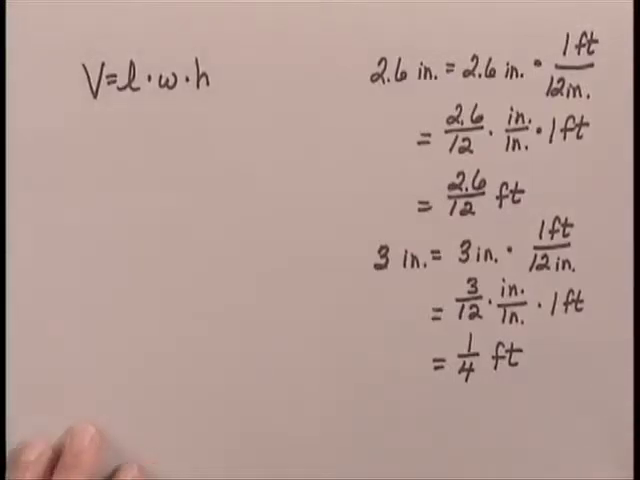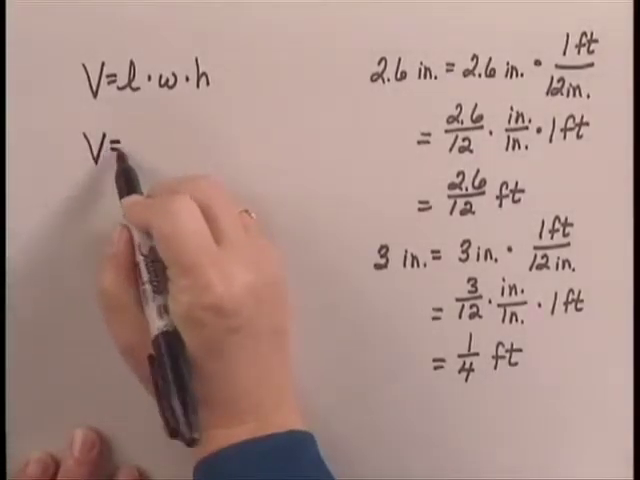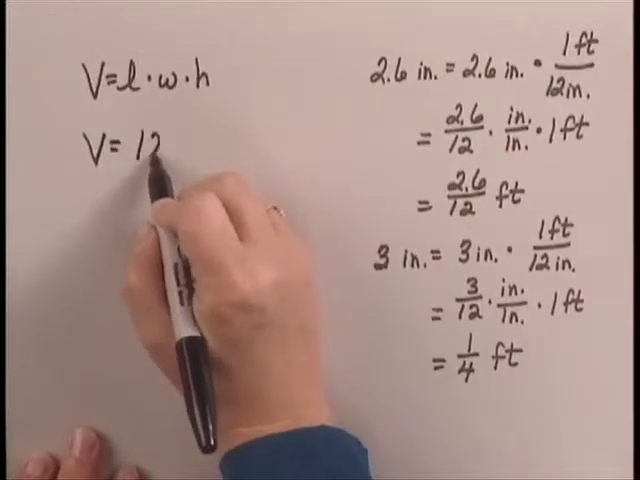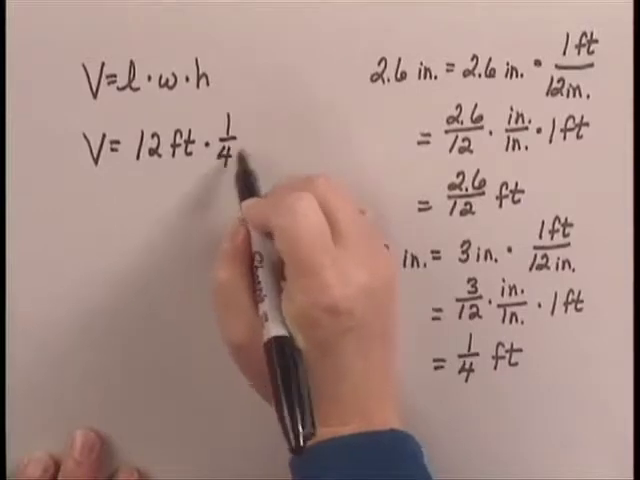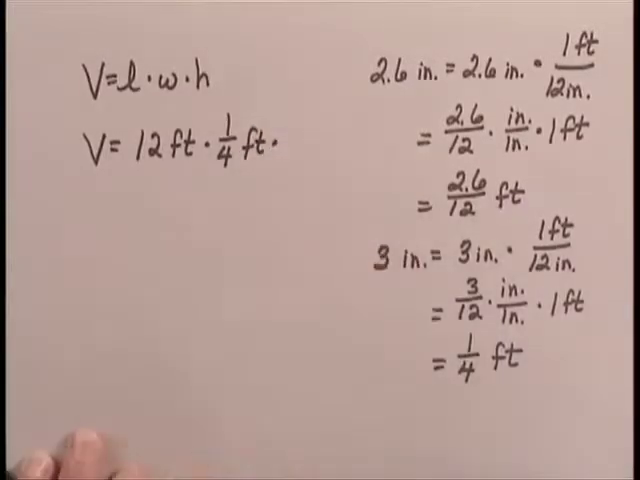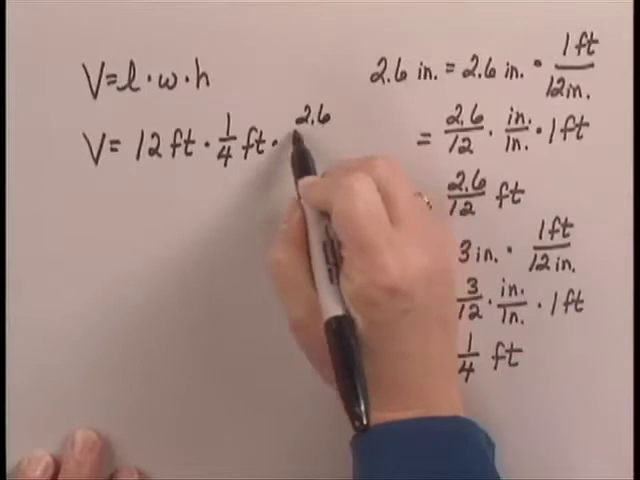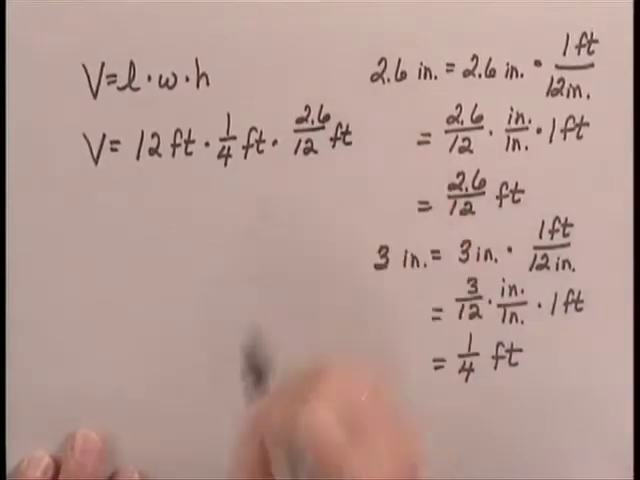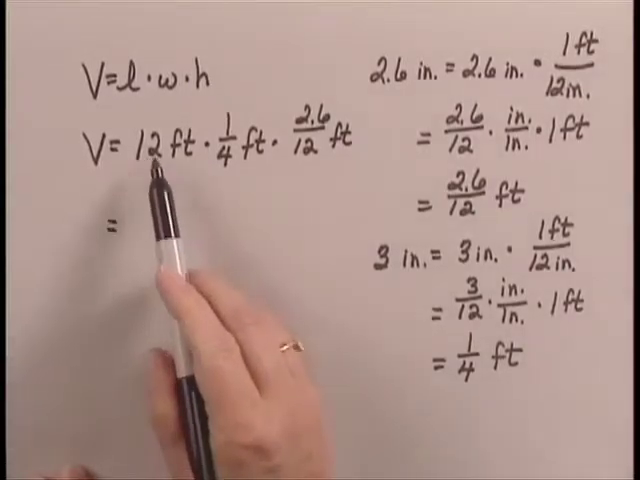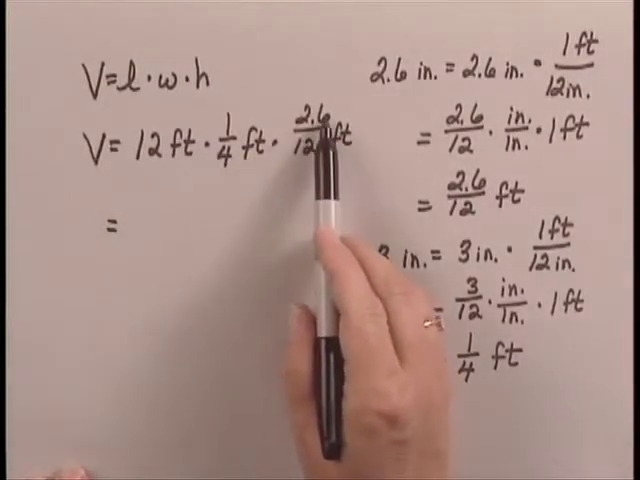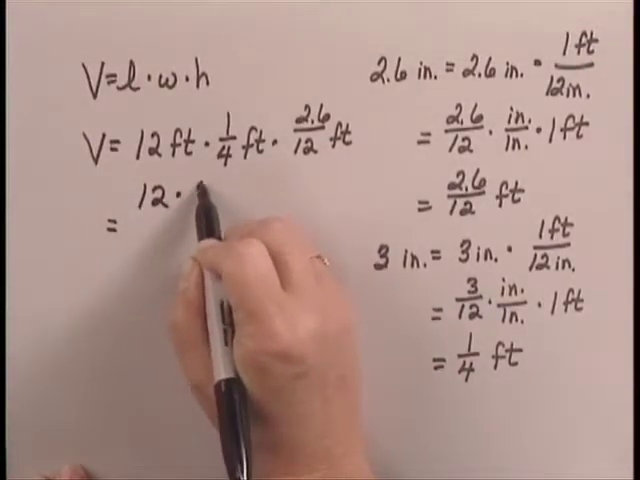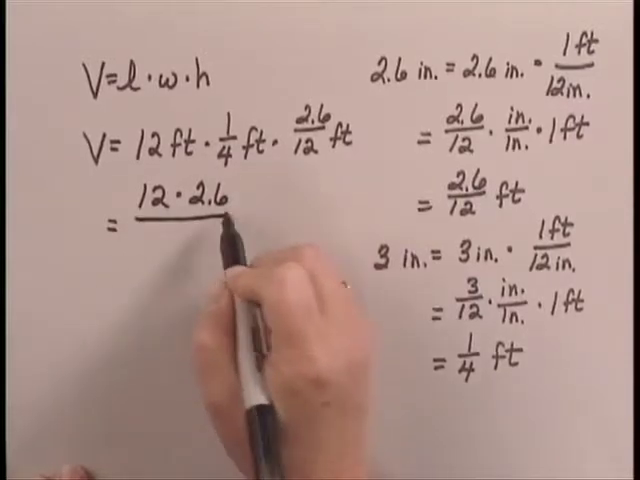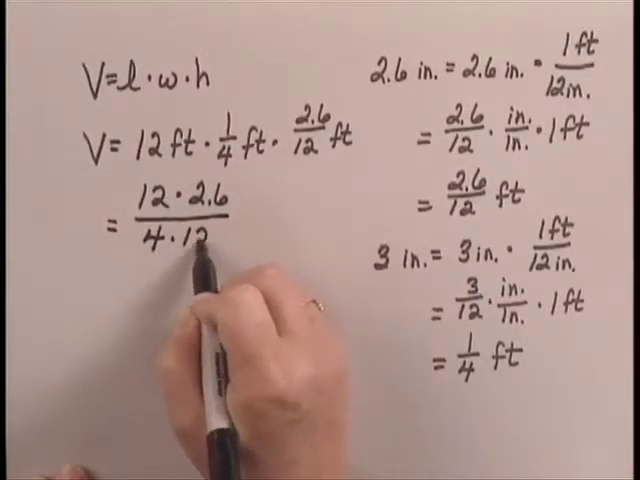Now we can substitute. We have V equals the length, 12 feet, times the width, 1/4 of a foot, times the height, 2.6 over 12 feet. And now we'll need to multiply and simplify. We multiply 12 times 1/4 times 2.6 divided by 12. And that gives us 12 times 2.6 in the numerator and 4 times 12 in the denominator.